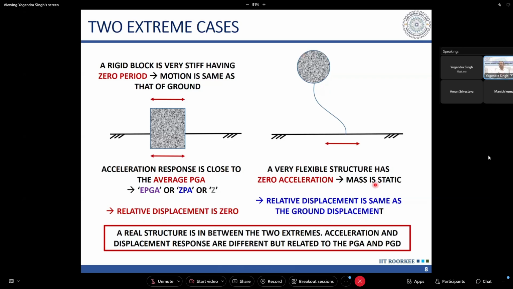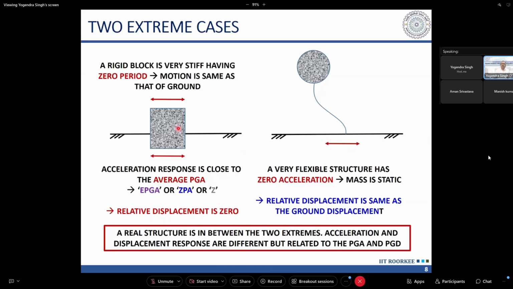And then the other extreme is a very flexible structure, like a balloon connected by a thread. If it is a very flexible structure and I shake the ground, what will happen? This mass will try to remain in its position, whereas the flexible support system is going to move. So here we can see that the relative displacement of the mass and the ground will be same as the displacement of the ground itself, because this flexible system is not moving from its place. So in case of a very flexible system, the acceleration will be zero. This mass is not going to have any acceleration. So acceleration will tend to be zero, and the relative displacement will be equal to the ground displacement.